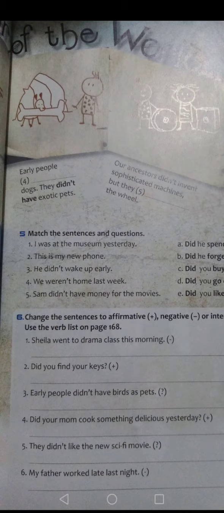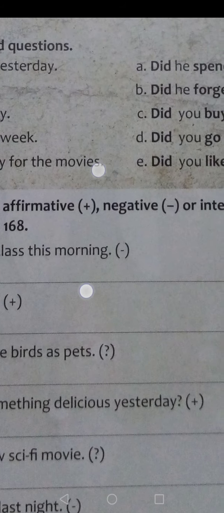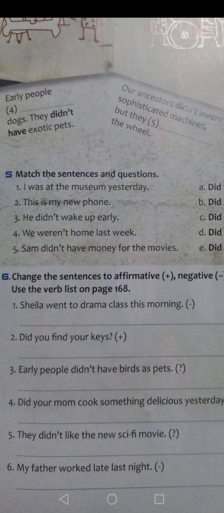So what we're going to do in number 1: Sheila went to drama class this morning. You have to change it into negative. So you complete: Sheila didn't, base form, no? Where does went come from? From go. Sheila didn't go to drama class this morning. That's the way to answer this exercise.